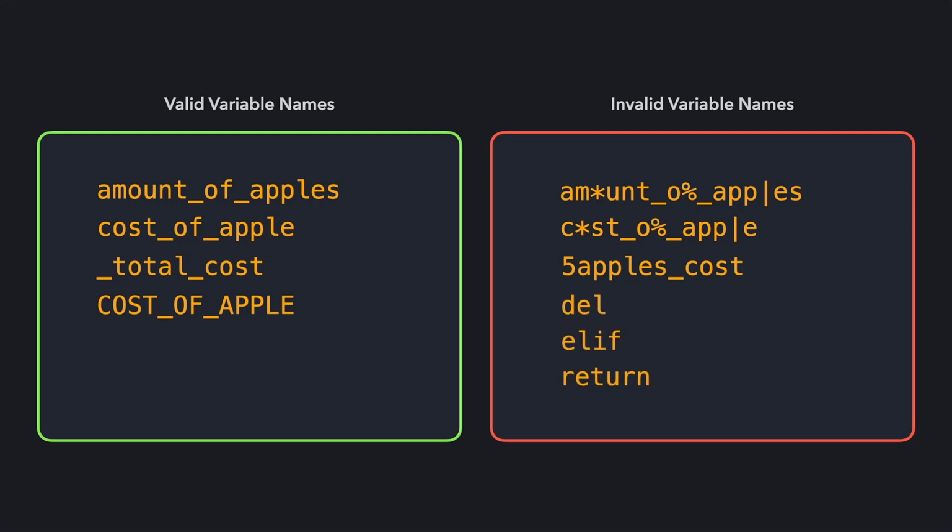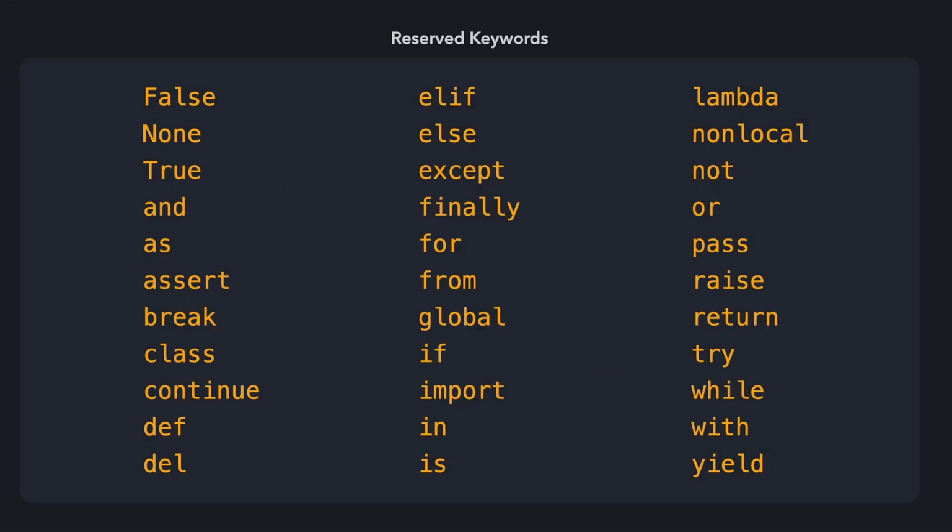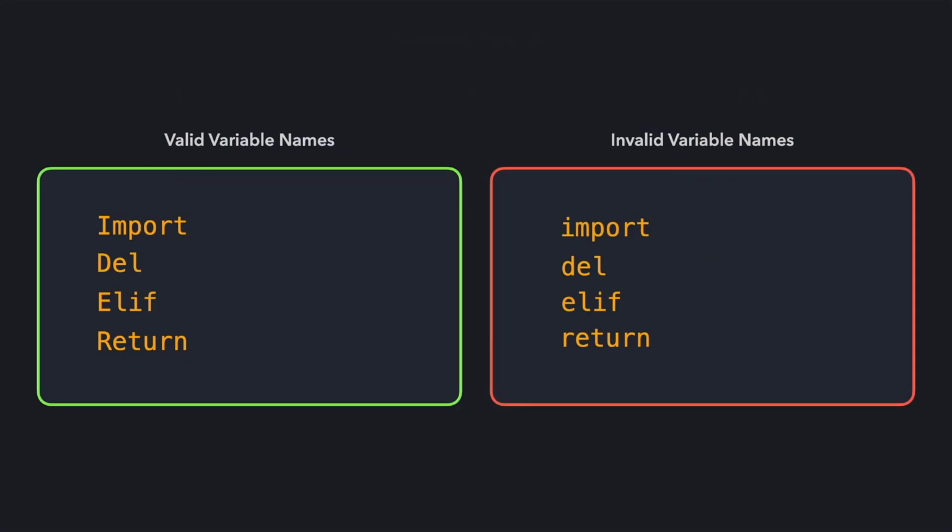And lastly, the name of the variable cannot be any of Python's reserved words. The meaning of a reserved keyword is predefined and cannot be changed in any way. If you want to use a variable name that should have the same name as a reserved keyword, you can do so by, for example, changing the casing.